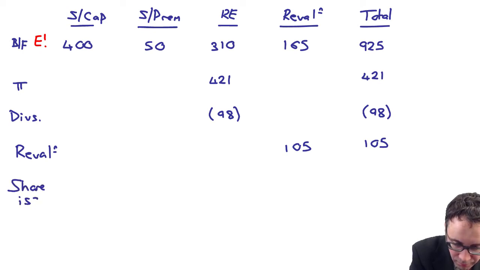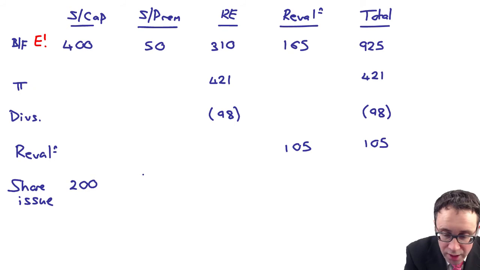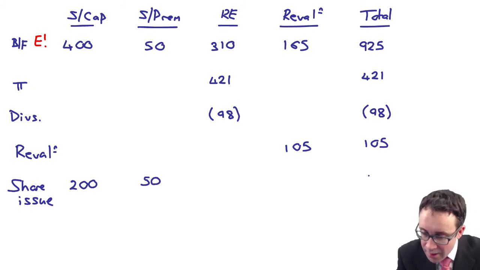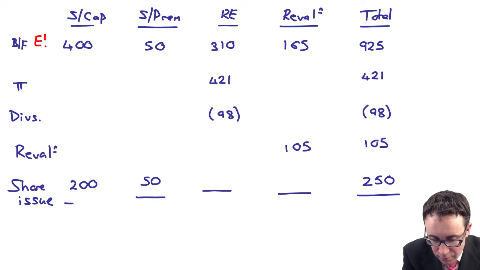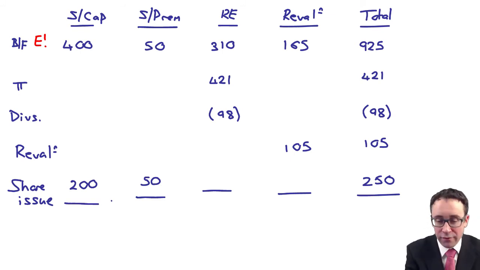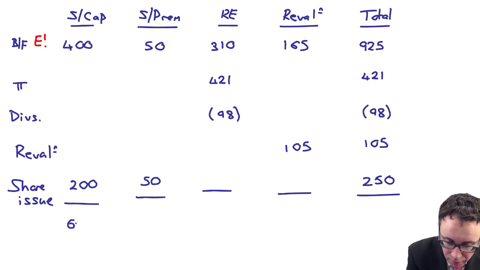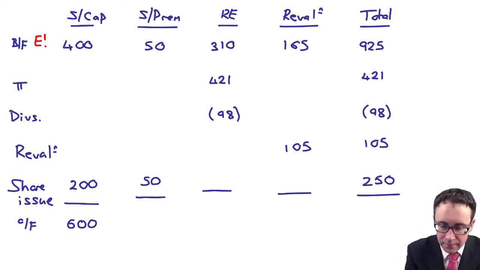So share issue. Is it in the share capital? 200. Share premium is there as another 50. So that's increased my reserves in total by the 250. Okay. Then what you do, finish off, total it all up. You don't actually get any credit for totaling it all up. I believe that you should, but there we go.